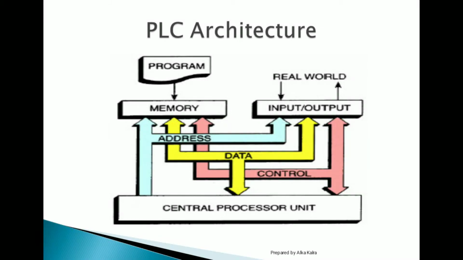So in this lecture we will discuss PLC architecture. As we know, a PLC basically has some parts: one is the input and output module, then there is the central processing unit, then there is memory, and through a programming device we program it. All these systems are connected to each other through address lines, data lines and control lines.